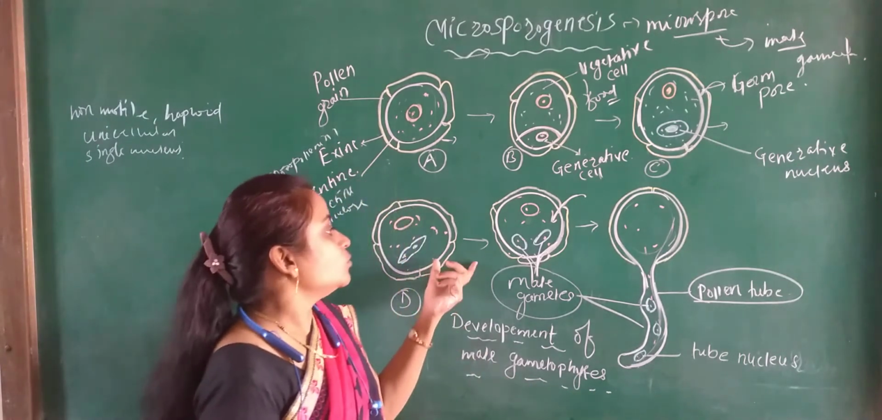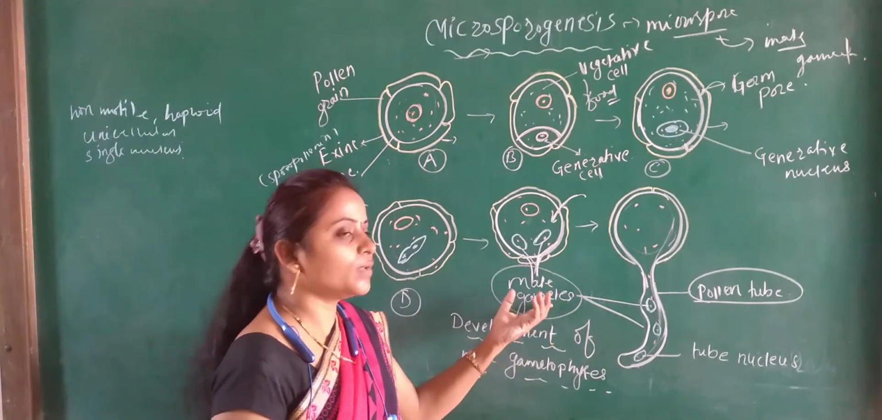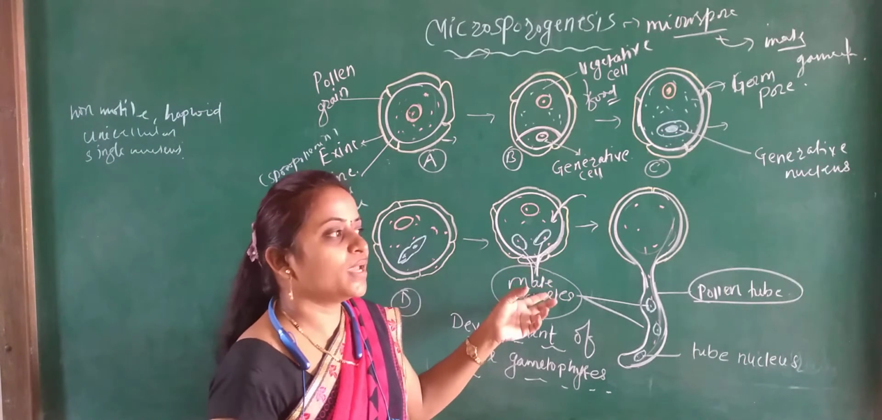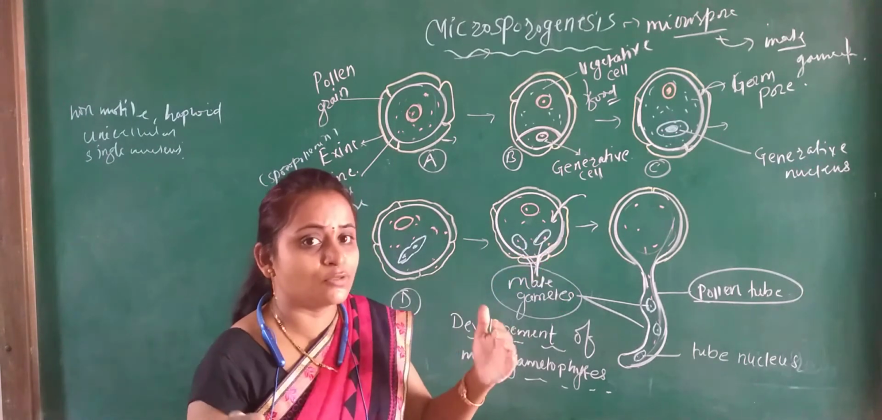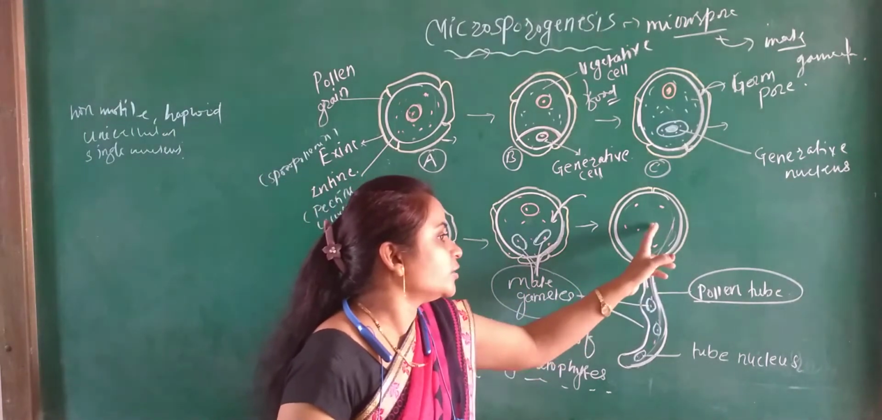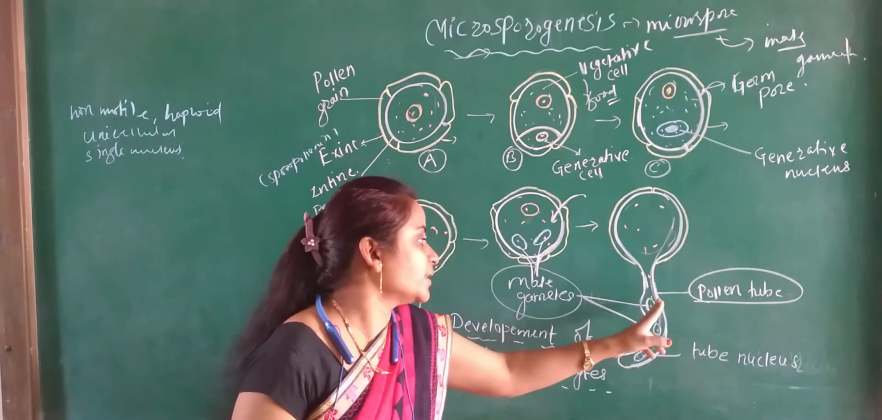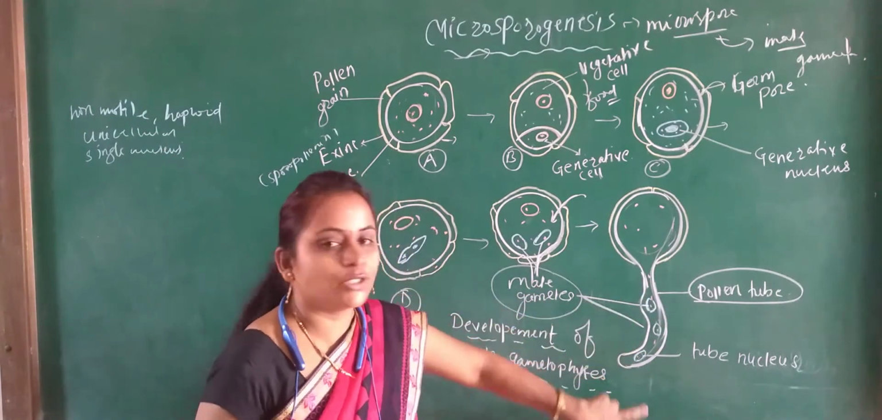And in that, the generative nucleus is divided and forms the 2 male gametes. After the formation of the male gametes, this intine layer bursts due to the entry of water inside, and with that material the pollen tube forms, which contains the 2 male gametes and the tube nucleus.